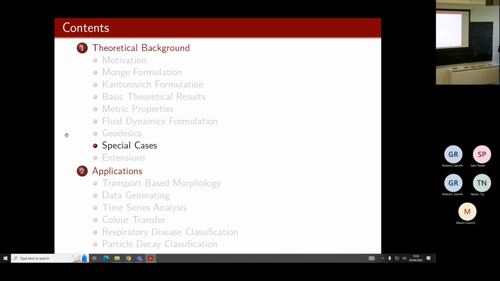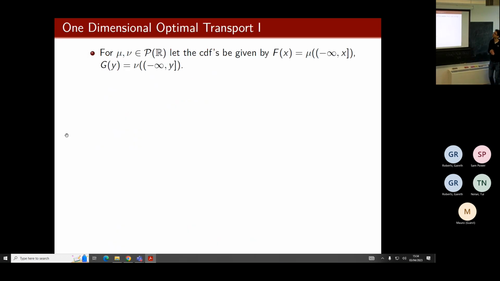Right, okay, so I have a few special cases. The first thing is that in one dimension, everything is much easier. In 1D, essentially it's a sorting problem. If you imagine your measure is just buckets of sand, and you want to transfer these buckets from one row to another row, right?